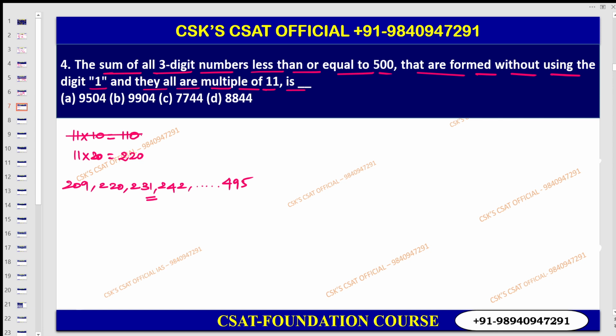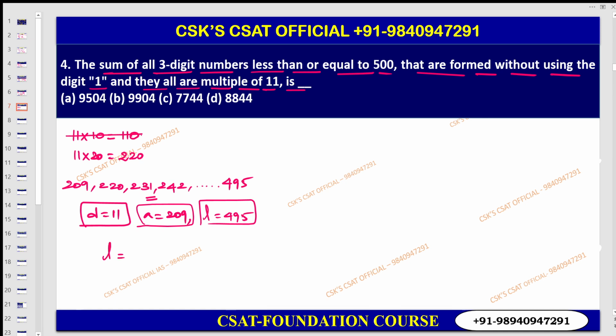Or else the first thing here is we can find the summation of this series first. The common difference is equal to what? 11. You know A is equal to 209. You know L is equal to 495. With these also we can find n. L is equal to A plus (n minus 1) into D. You can use this one, or directly you can find n also, right?